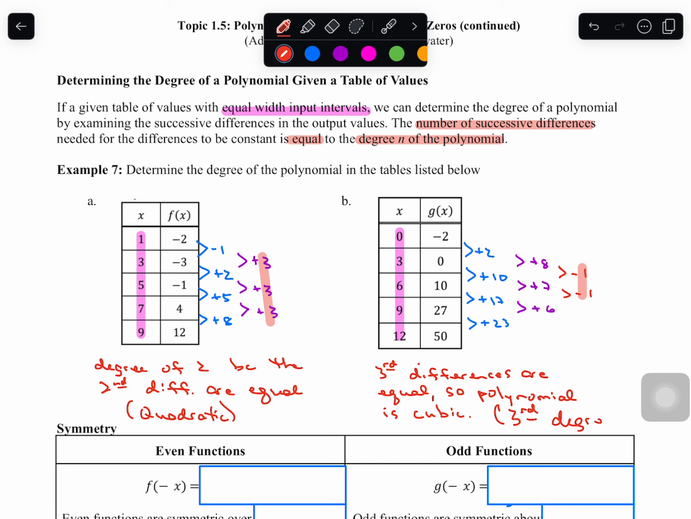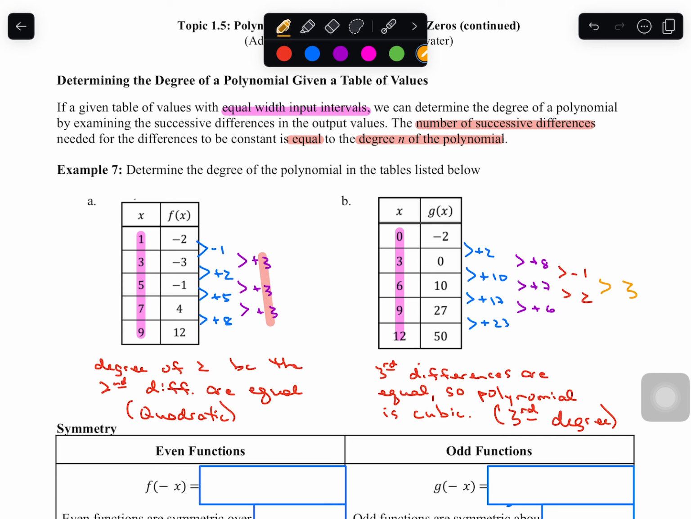Totally up to you. Now, one thing I do want to mention is if this had not been the same, if this would have been a 2, and then all of a sudden I would have had to go to the next set of differences and say that that was plus 3, at that point, I can't say what degree it is. I don't have enough information from the function with that table of values to say that it is like the 10th degree or something like that.